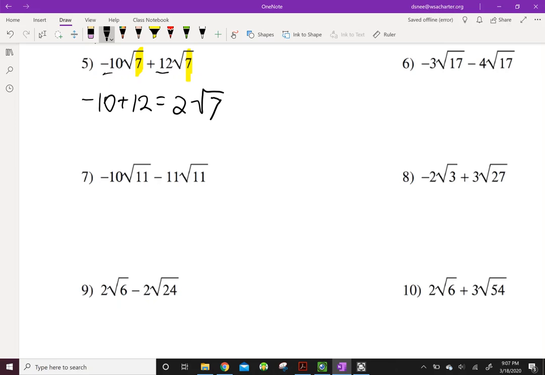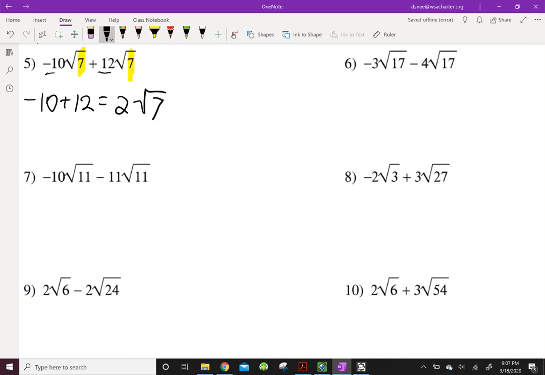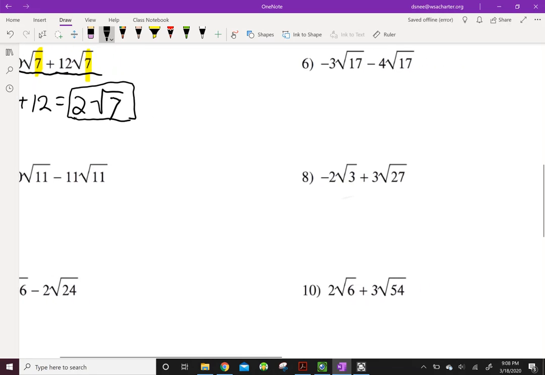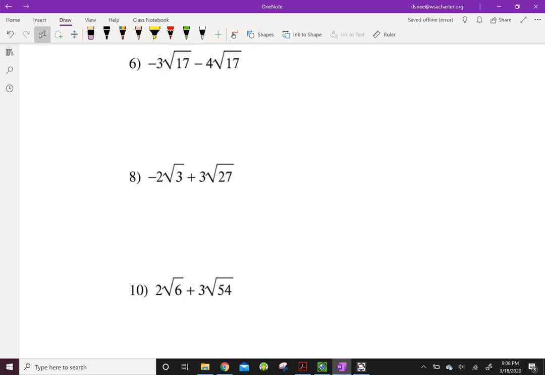And you can check your answer, as always, by typing both different ways into your calculator. You can type this into your calculator and type this into your calculator and see what you get. It's going to be the same. They're equivalent, they're equal. And over here we're subtracting, right? We've got 17s there, so I can combine negative 3 and negative 4. A negative and a negative is negative 7. And the square root of 17.